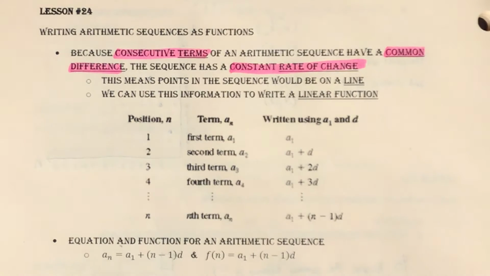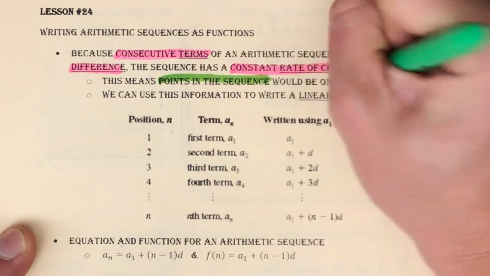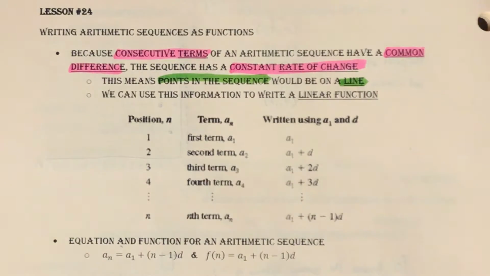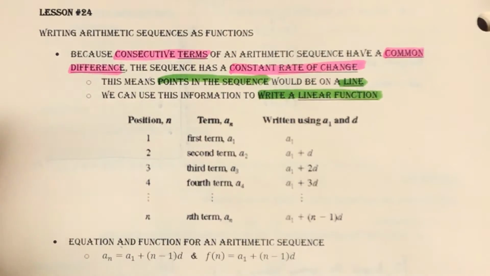We saw that when we were graphing arithmetic sequences. They looked like lines. There wasn't a line drawn through them, but the points went in a linear direction, constantly changing at the same rate. So points in the sequence would fall on a line if we drew one through them. They're linear, so we can use that information to write a linear function of an arithmetic sequence, because all the points are going to fall on that same line.